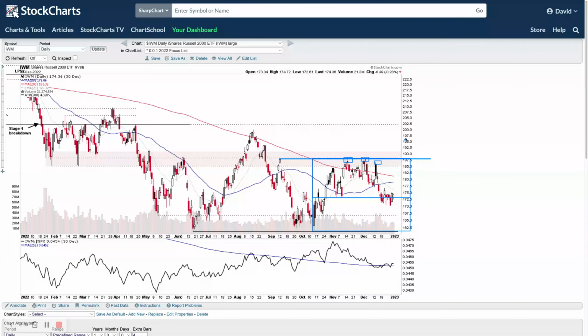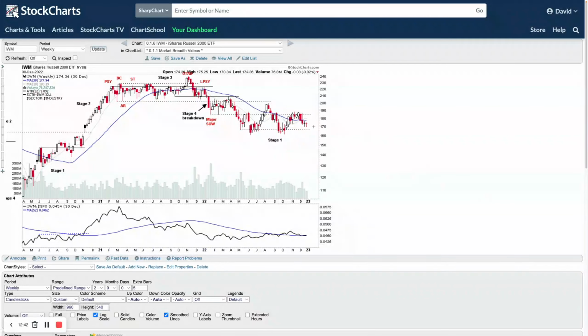So we're looking for this. In order to move to stage 2, it would need to start moving above this 190 area here and through this major resistance zone. Looking at the weekly chart, you can see that a little bit more clearly. So we need to get a big strong move up through this 190 area in order for that to move into stage 2. But at the moment, you can see there's a very, very clear stage 1 structure developing in the Russell 2000.